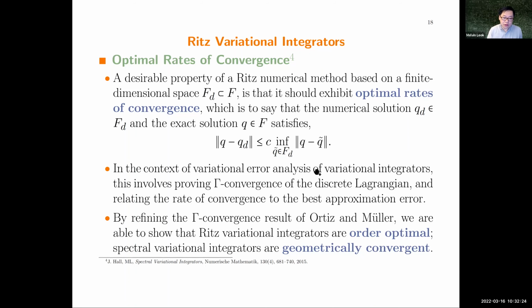So it turns out that you can do this kind of variational error analysis, and you can prove that your variational integrator has this kind of quasi-optimality property. And what that allows you to do is to construct integrators which are order optimal. So if you take higher and higher degree polynomials, the variational integrator will converge at a polynomial rate which increases with the polynomial order, as you would expect. And if you were to keep the time interval fixed but increase the number of terms you have, then you construct what are called spectral variational integrators, and those converge at a geometric rate.